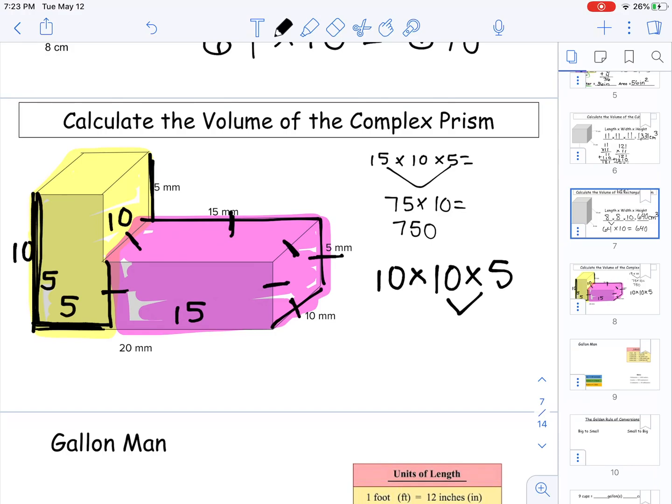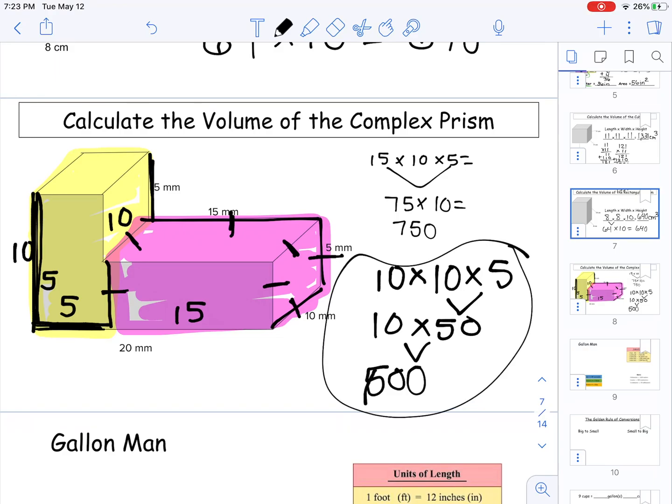All right, 10 times 10 times 5. I'm going to do my friendly numbers. 5 times 10 is 50, times 10 more. That's going to give me 500.